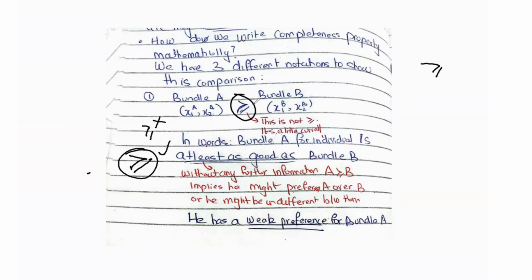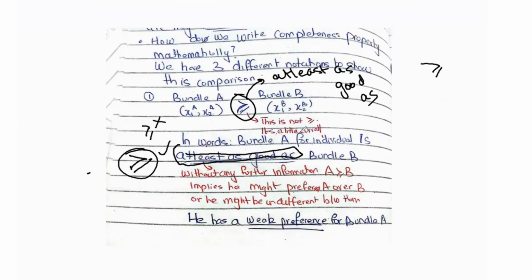Now, what does this notation mean? In words, it says that bundle A is at least as good as bundle B. We're using this to represent at least as good as. If the only thing you know is that bundle A is at least as good as bundle B, this implies that you might prefer A or B or you might be indifferent between them. You can't tell anything beyond this.